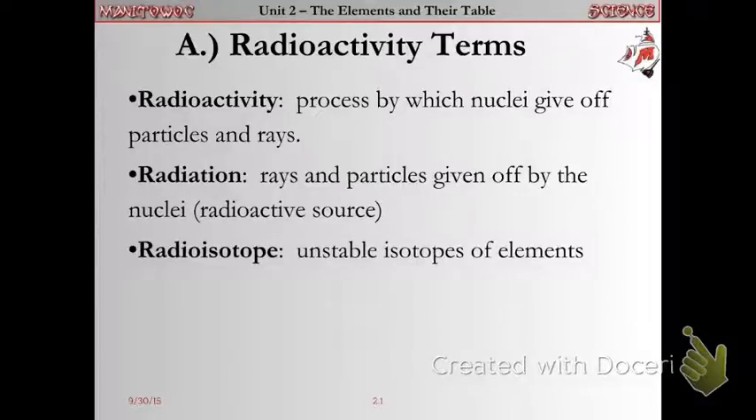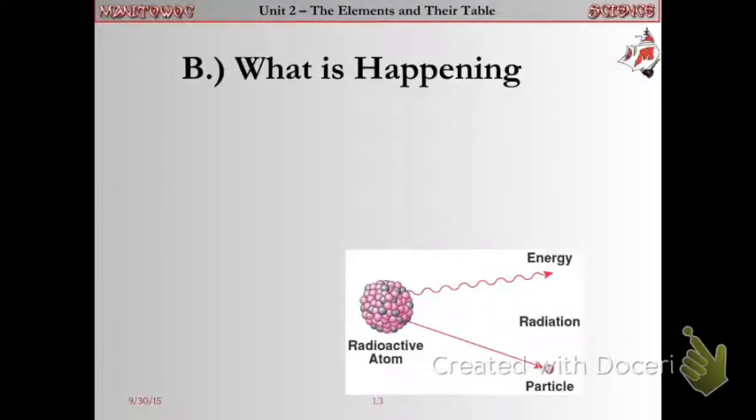So carbon-14, like we talked about in class, is a radioisotope because it's unstable. Carbon-12, on the other hand, which makes up most of the carbon in your body, is a stable isotope, so that would not be a radioisotope.